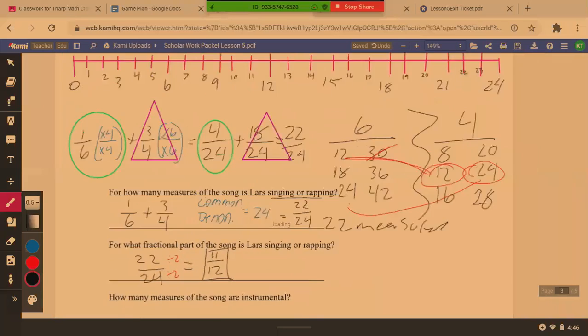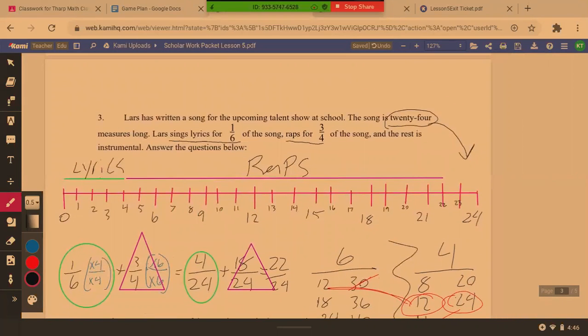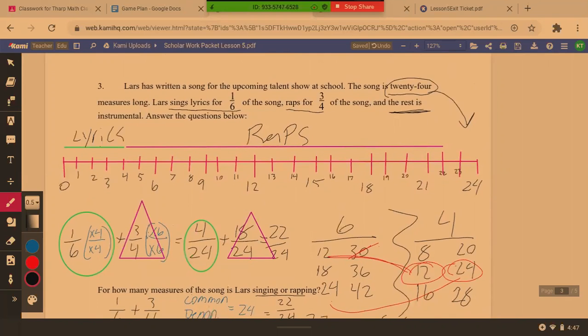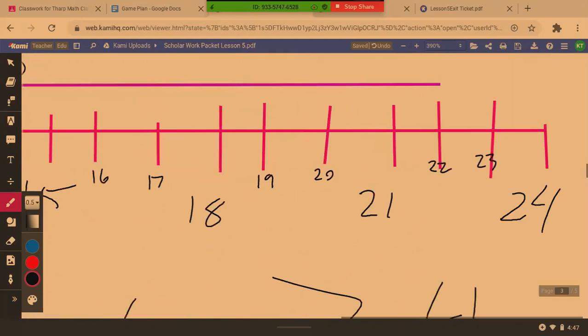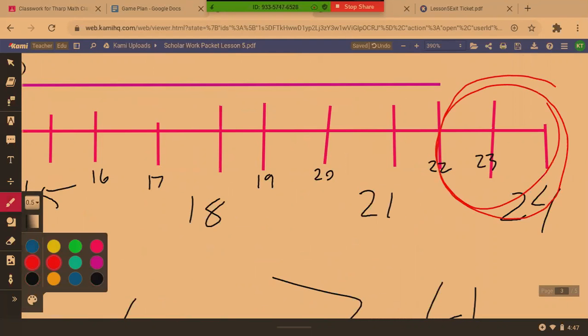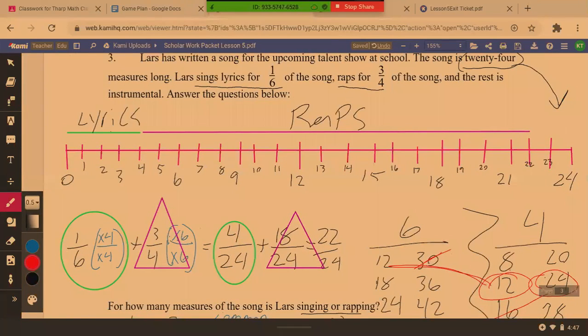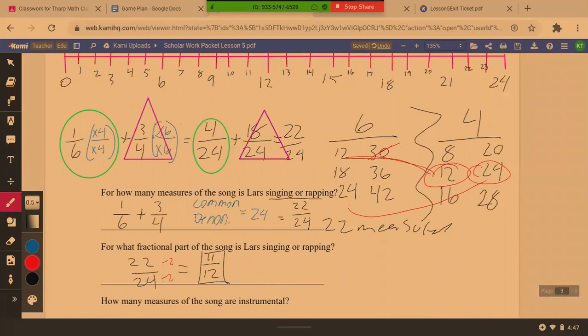How many measures of the song are instrumental? Let's go back to the question and see what it tells us. It tells us that the rest is instrumental. So the whole song is going to be 24 over 24. That's one whole. But as we can see, 22 out of 24. The remaining part is going to be 2 measures. 22 subtracted from 24 equals 2.